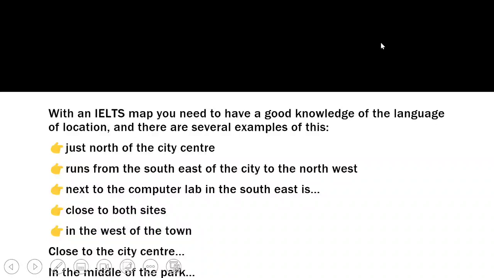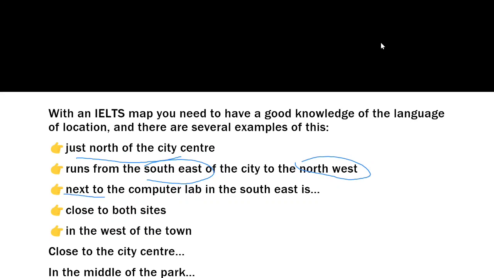So for examples of how you can construct the structural description, it's just what I've got here. I've read them out to you earlier. You can just say just north of the city center. You can say something runs from maybe the northeast to the northwest. Maybe they gave you a river, or maybe a road network. Then you can talk about it running from one side to another.